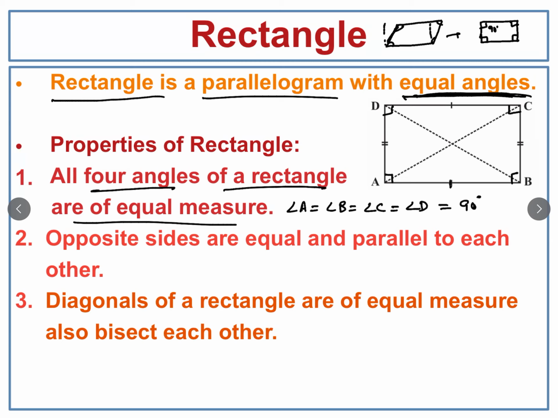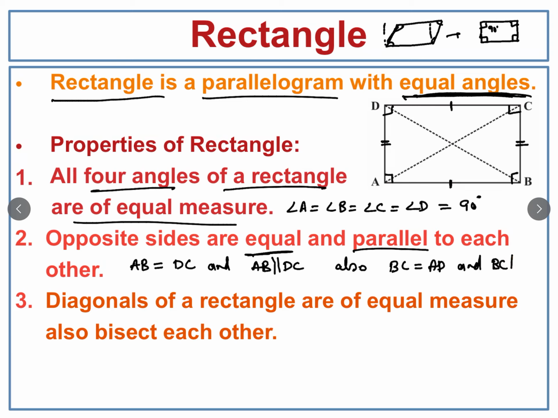The opposite sides AB is equal to DC, similarly DA is equal to CB. They are equal and parallel. Opposite sides are equal and also parallel. That means AB is equal to DC and AB is parallel to DC. Also BC is equal to AD and BC is parallel to AD. So the opposite sides are equal and also parallel.